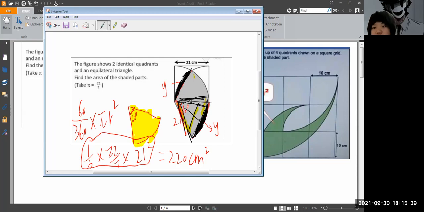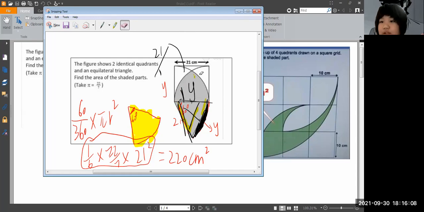Then the next thing you do is, what is the angle here? You just need to find a Y here. So how do you find the Y? This is 21 also. Is it 60 degree as well? This one. Yeah. Why yes? Because it's the same side.